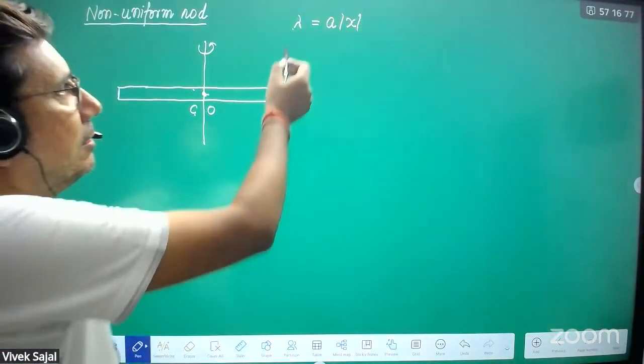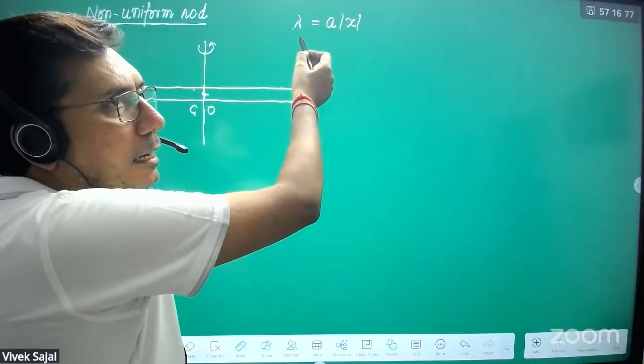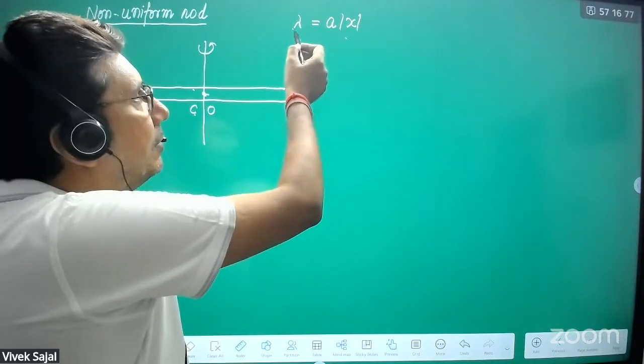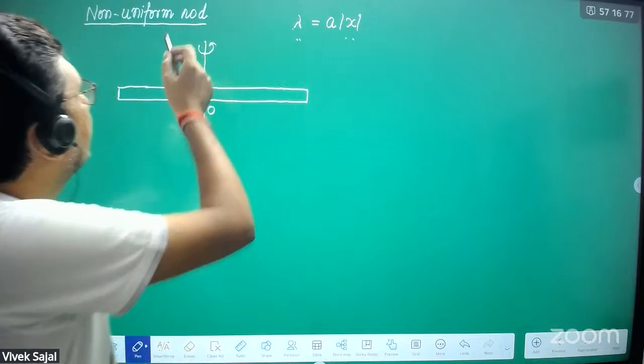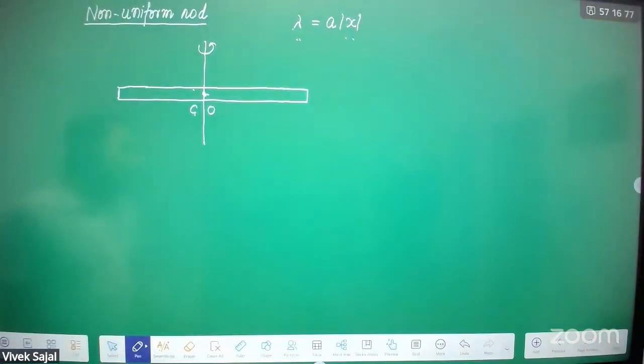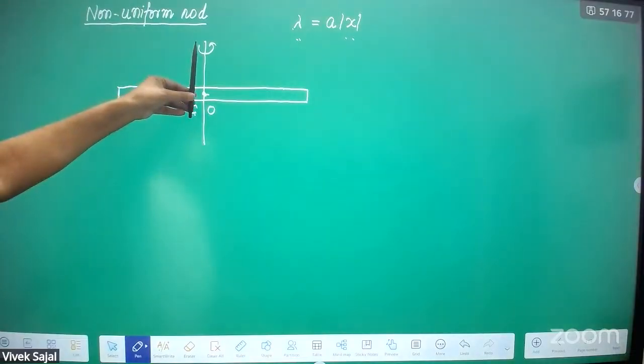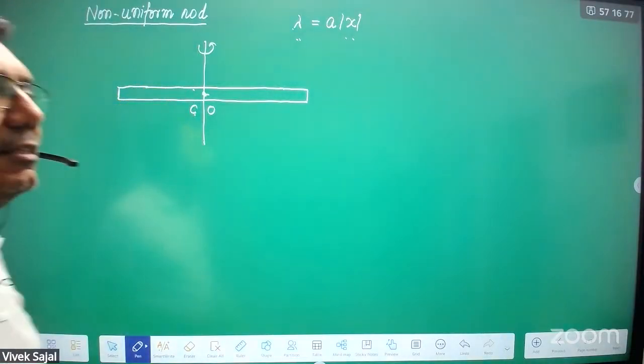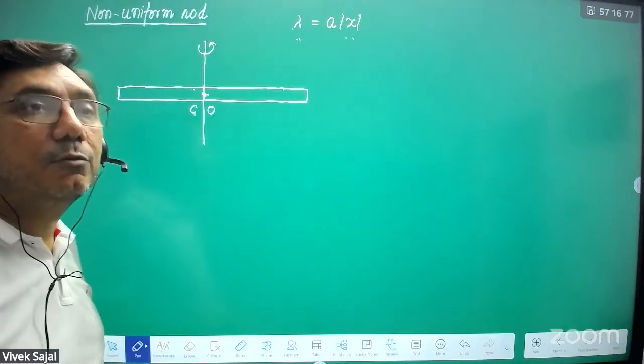So basically here, this lambda is not constant. Lambda is varying with x. That's why we are saying this is a non-uniform rod. Now, if you are rotating this non-uniform rod about this axis, what will be the moment of inertia? You have to find out the moment of inertia about this axis passing through its center perpendicular to its length.